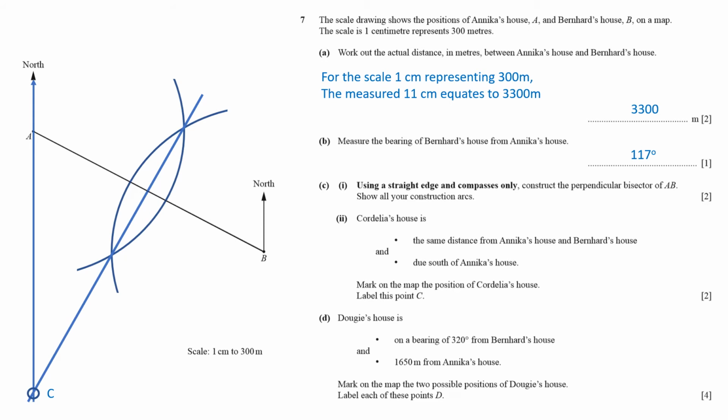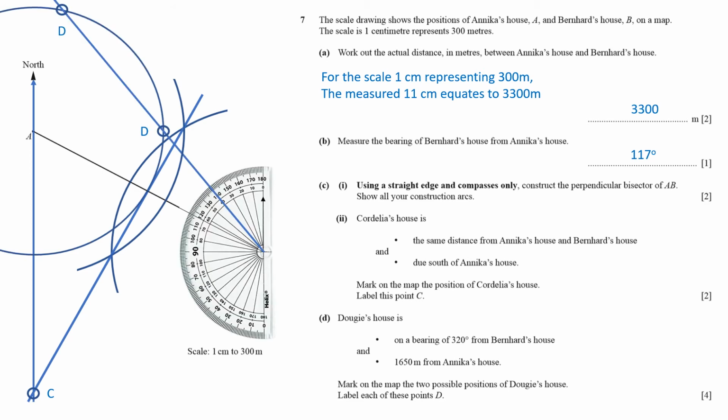Next, Doggie's house is on a bearing of 320 degrees from Bernhard's house and 1,650 meters from Anika's house. Mark on the map the two possible positions of Doggie's house. Label each of these points D.